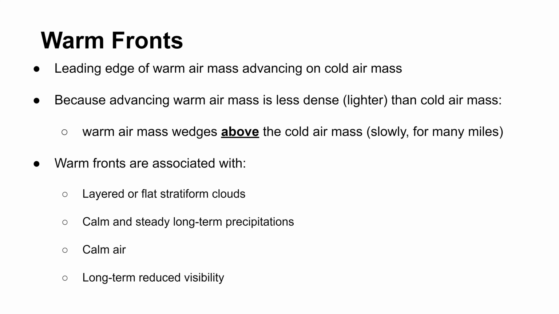A warm front is the leading edge of a warm air mass approaching a cold air mass. Because a warm air mass is less dense than cold air, warm air will wedge above the cold air and advance very slowly for longer periods of time and for hundreds of miles. As a result of this gradual process, more flat or slightly layered stratiform clouds will form with calm and steady long-term precipitations, a long-term period of reduced visibility, and calm air.